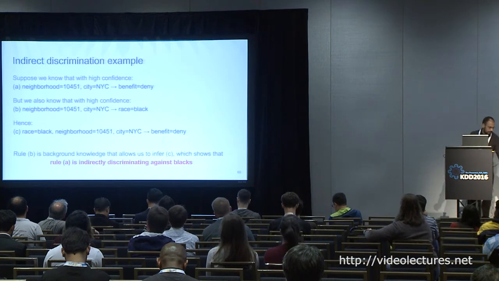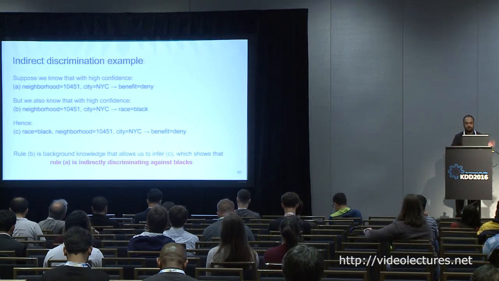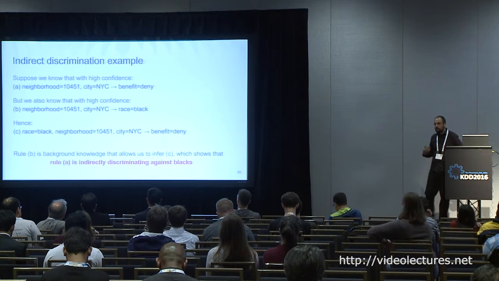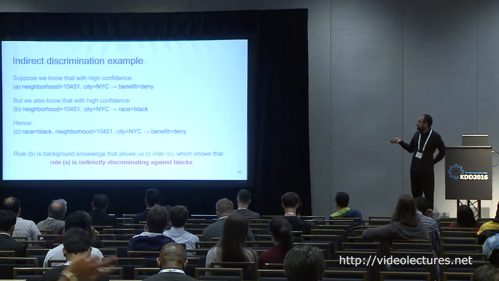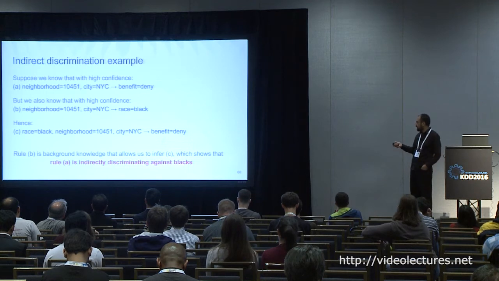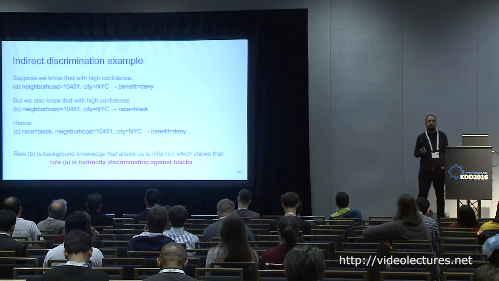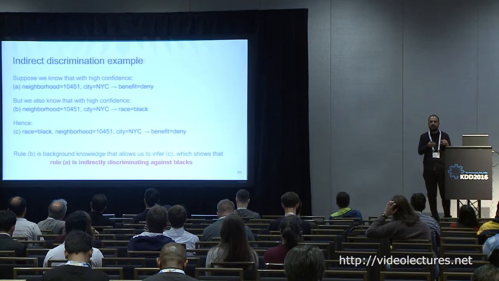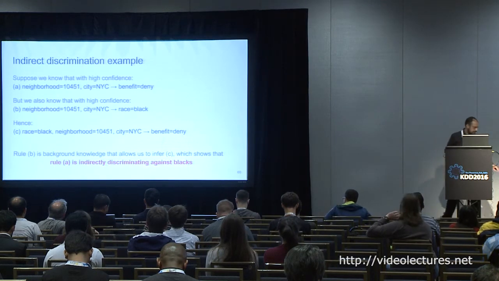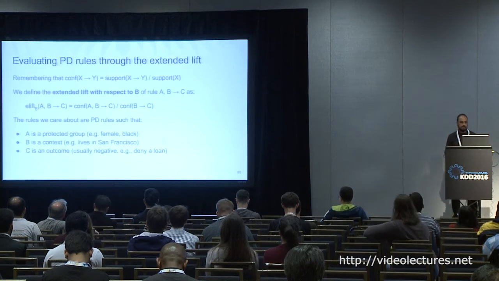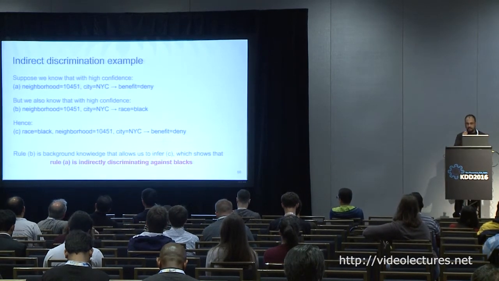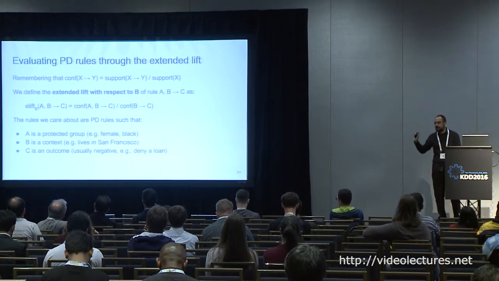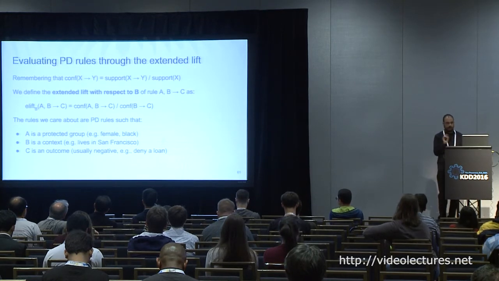But suppose you also know with high confidence that in this neighborhood there is a predominantly black population. Then you can derive a new rule that says, if you have black people in this neighborhood, then deny the benefit. And if you have high confidence in rule C, then you can tell that rule A is indirectly discriminating against blacks. Of course, this is all qualified by the confidence that you have in all these specific rules. Now, this requires a quantification.